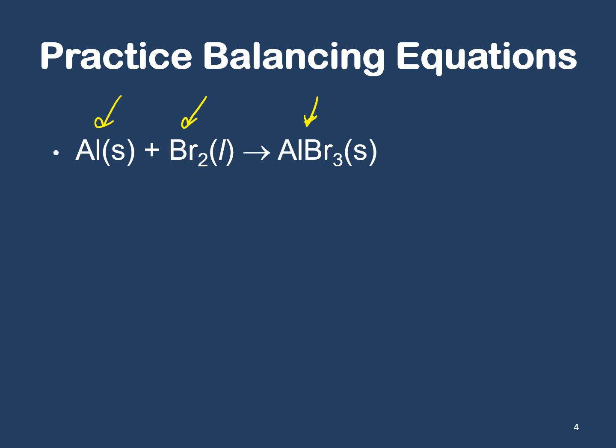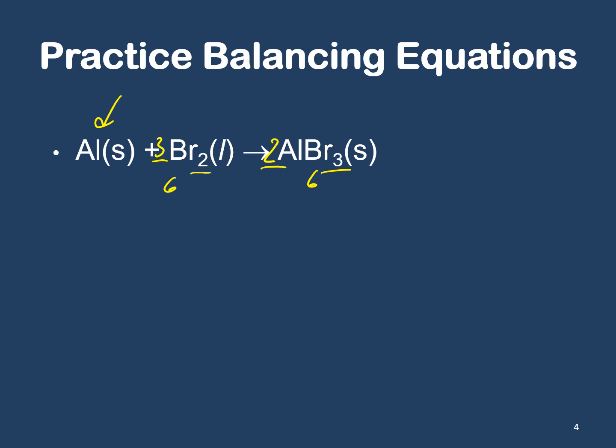Now, one of the things I notice when I'm looking at this compound is there's 3 Brs here and only 2 there. This means I need to find a way to get these two to be the same number. Well, I know that if I multiply Br2 here by 3 and AlBr3 by 2, this gives me 3 times 2 is 6 Brs over here, and 2 times 3 over here gives me 6 Brs there.